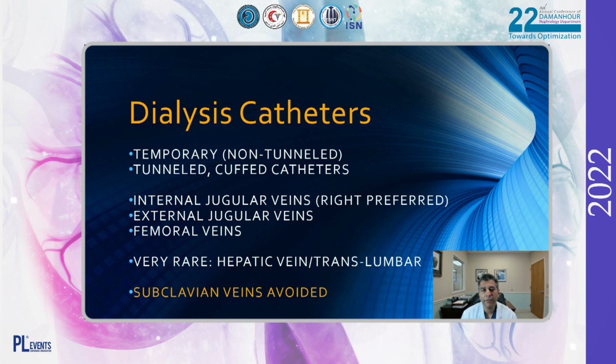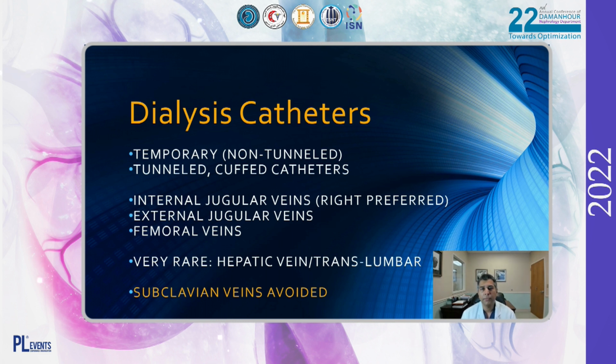Catheters come in a variety of different types. Generally, in the United States, we use non-tunneled, non-cuffed catheters in a short-term setting in the ICUs or on the medical floors. However, when patients are discharged, we generally use a cuffed or tunneled dialysis catheter with a subcutaneous tunnel that helps to minimize some of the infection risk.